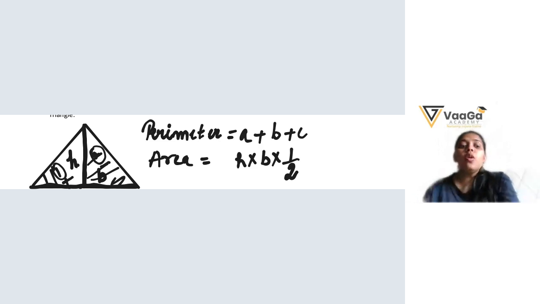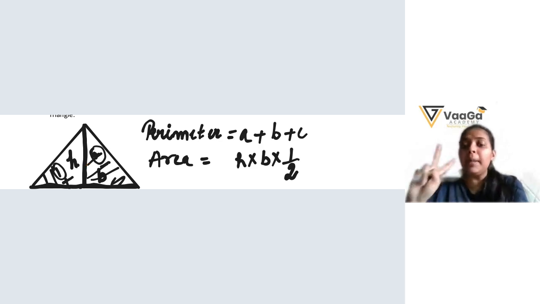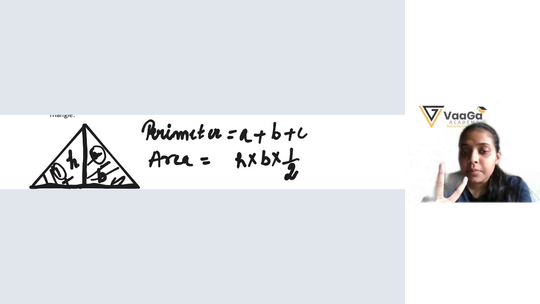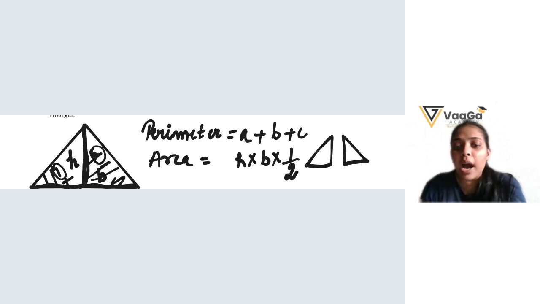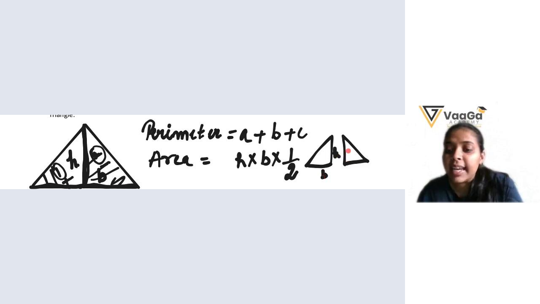So when I am doing h into b, I am calculating the h two times and b two times. See, this is the one triangle and this is the second triangle. This is what I'll get when I cut the triangle into two halves. Two triangles I'll get. So if I want to find the area, beta, this is h times b. This is again h times b.